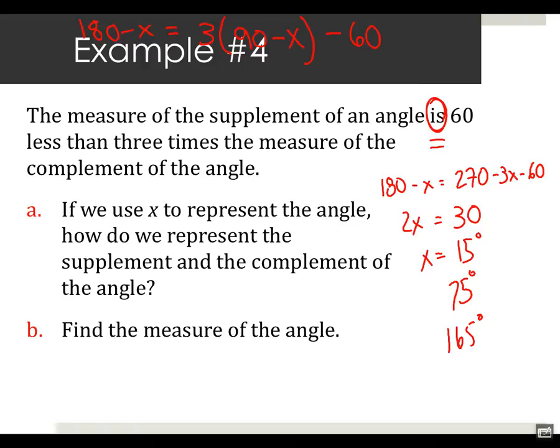But again, don't let those sentence problems freak you out. Just write exactly what it says. If you can remember that the complement is 90 minus x and the supplement is 180 minus x if you don't know the measure of the angle. Okay, so this whole business of an angle we're going to call x. We good? Good.